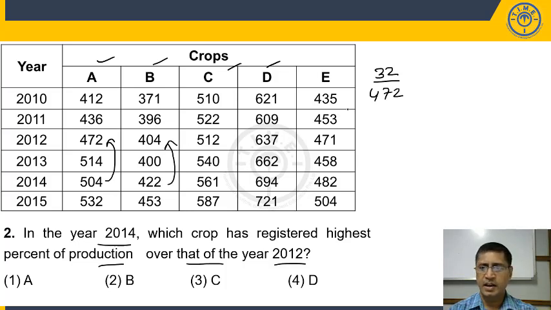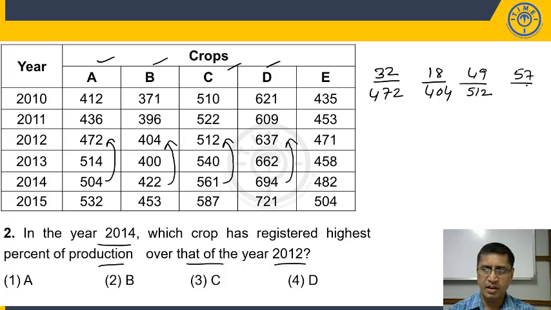Then what is the next one? Just to look at this one. 18 is the increase upon 404. Then what is the next one? Difference of these two. How much it is? 49 is the difference upon 512. And whereas the next one, how much is the difference here? 57 upon 637. So which value in which crop has the highest percentage increase?